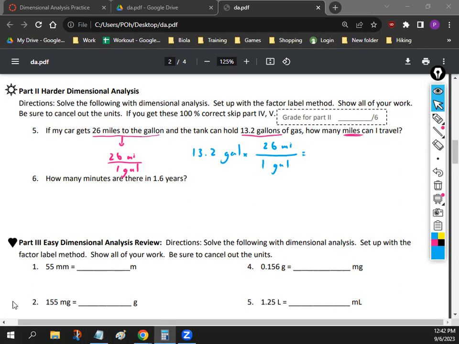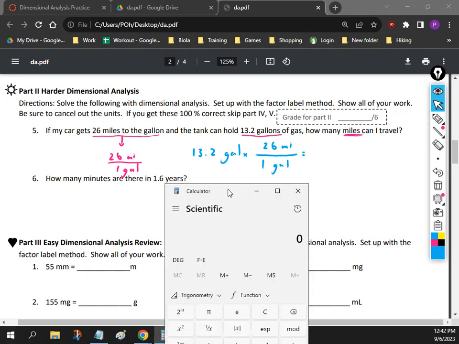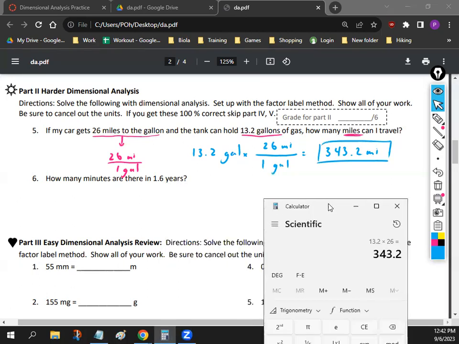And then for the math, super easy. Just multiply 13.2 and 26, and you'll get 343.2. That's it. Any questions about that one? Hopefully not too bad. It's just a one-step conversion.